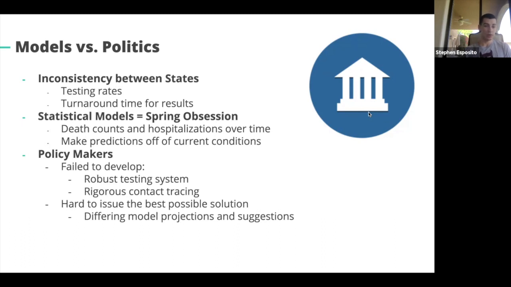And then in terms of the policymakers, they failed to develop a universal, robust testing system and rigorous contact tracing. Because they had so many models coming in from so many different sources, they didn't know what the best possible solution was. There wasn't a one-size-fits-all that everyone will be happy with in this projection and way of handling COVID. Next slide.